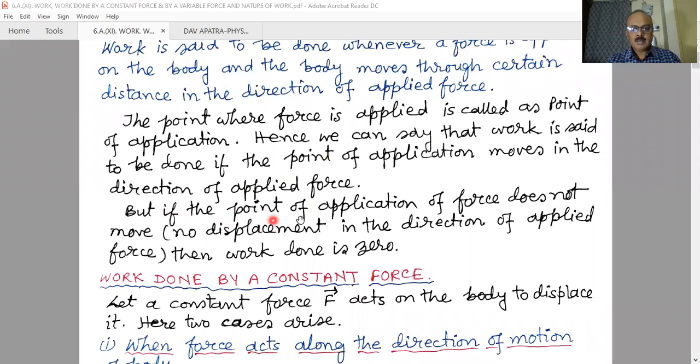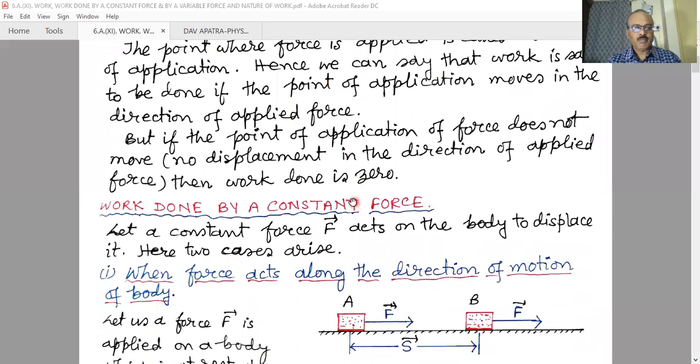But if the point of application of force does not move, that is no displacement in the direction of applied force, then work done is zero. That means there must be some displacement in the same direction of applied force. At that time, it is said that work is done by that force.